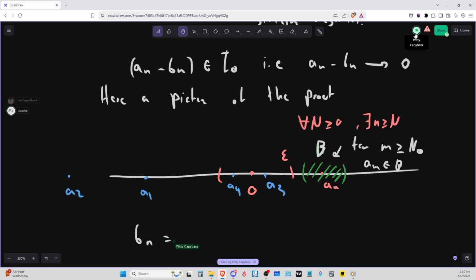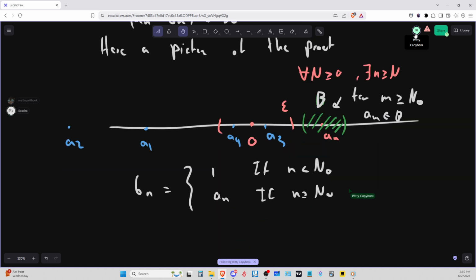So we're going to define the sequence b_n to be equal to 1 if n is strictly less than n_0, and otherwise we put a_n here, if n is bigger or equal to n_0. So this condition will ensure that the b_n will be strictly positive.